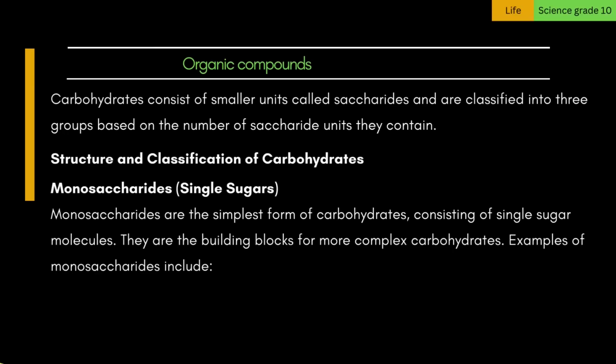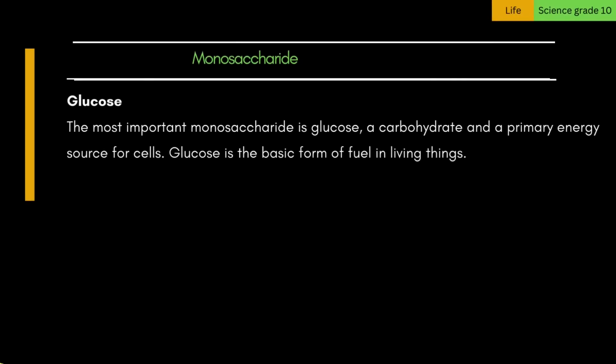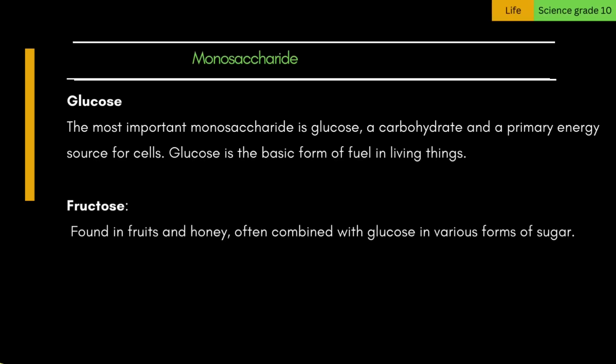1. Monosaccharides, single sugars. Monosaccharides are the simplest form of carbohydrates, consisting of single sugar molecules. They are the building blocks for more complex carbohydrates. Examples of monosaccharides include glucose. The most important monosaccharide is glucose, a carbohydrate and a primary energy source for cells. Glucose is the basic form of fuel in living things. Fructose, found in fruits and honey, often combined with glucose in various forms of sugar. Galactose, a component of lactose, found in milk.